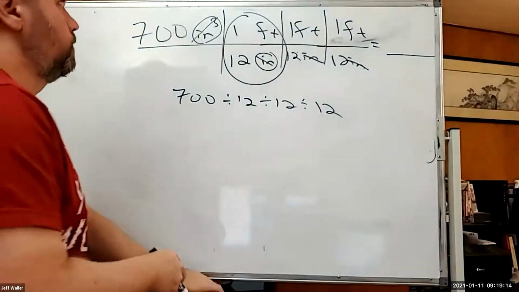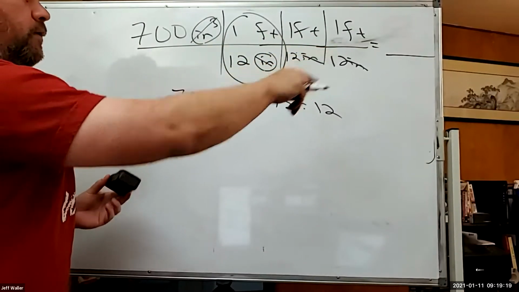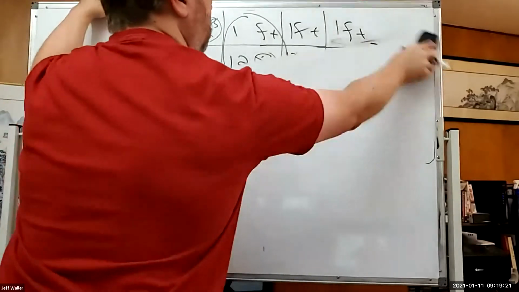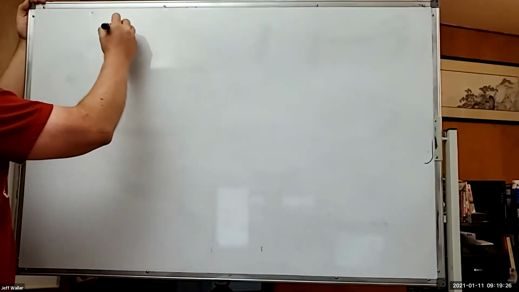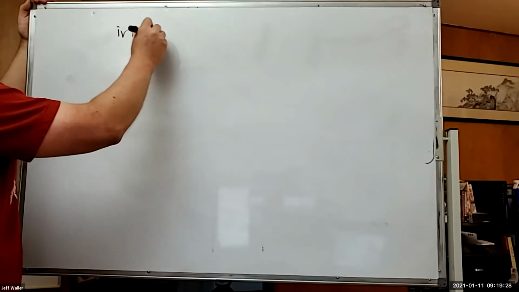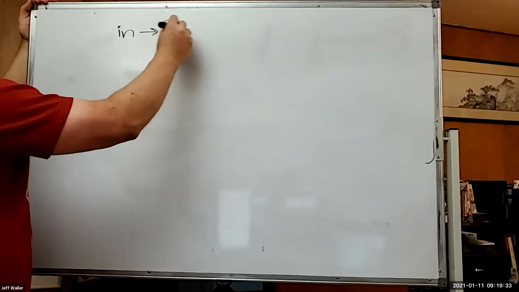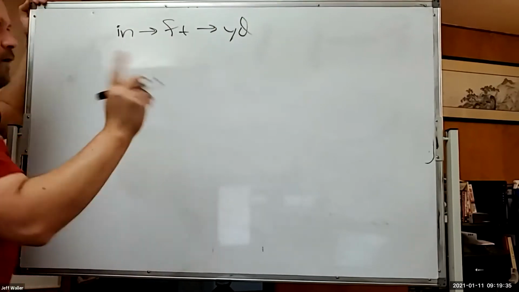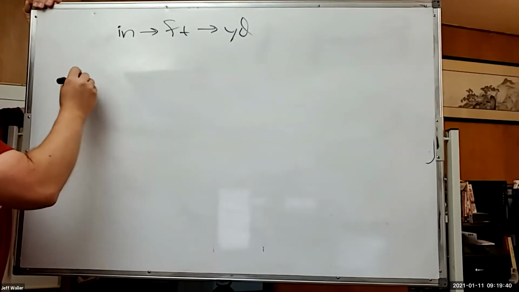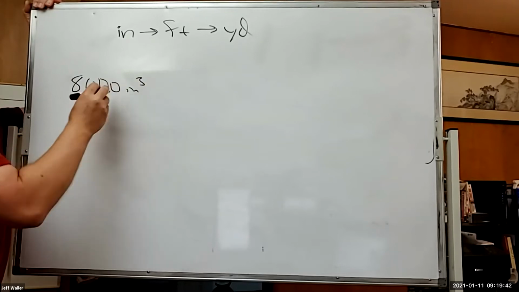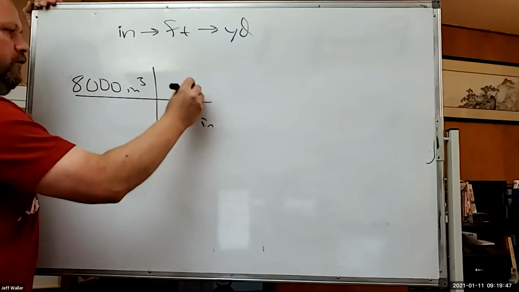All right. So you want to go from like cubic inches to cubic yards? Yes. Okay. One thing you can do, if I want to go from inches to yards, what would I have to do? Feet. Yes. So one way to do this, don't write this down. If I had like 8,000 cubic inches, I could do inch to foot, inch to foot, inch to foot.